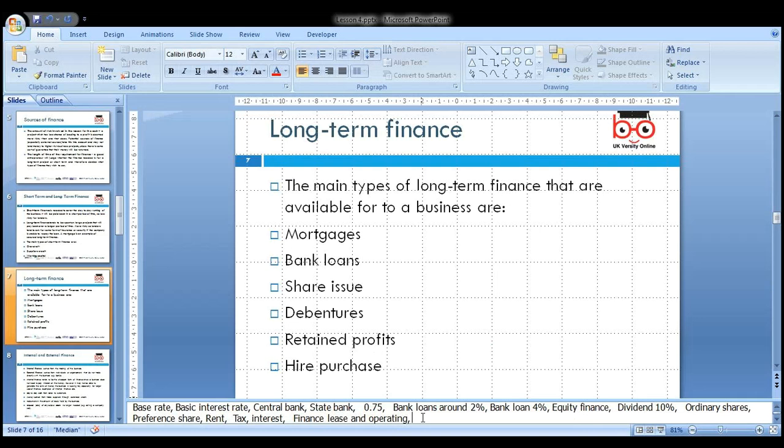So when we are paying an operating lease, the rent is an expense, so we can deduct it from our profit and decrease our profit. By decreasing our profit, we have to pay less tax, and we can save both.